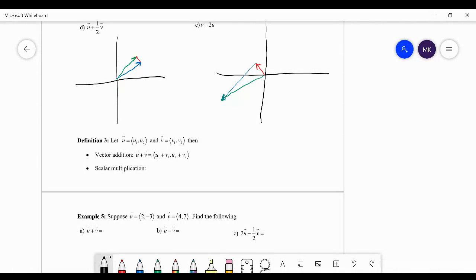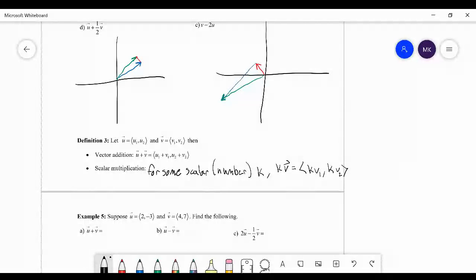Now let's talk about scalar multiplication. Scalar multiplication, so for some number k, for some scalar, which is just a number, k times the vector v is simply equal to k times v1, k times v2. That's it. That's all we're doing. It's just component-wise multiplication.